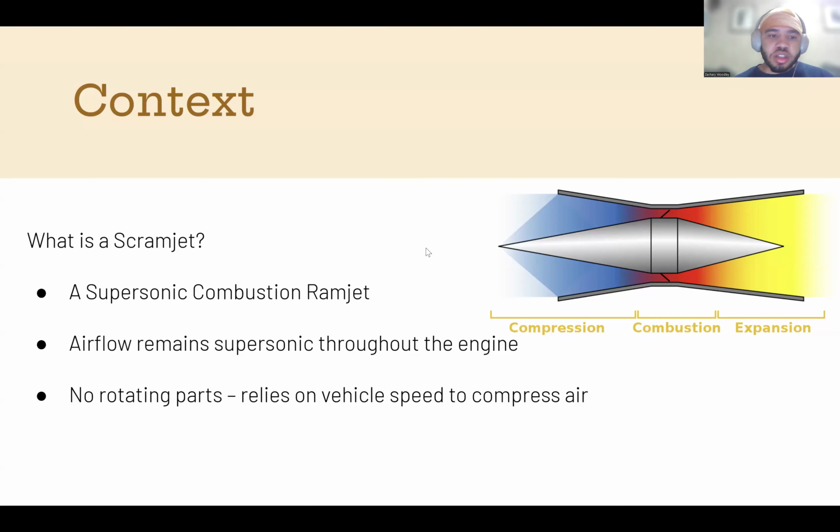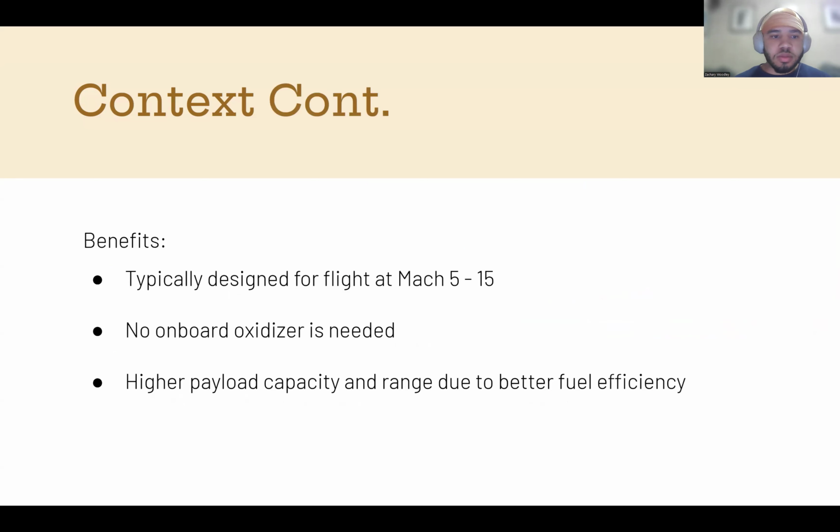So what is a scramjet? A scramjet is a supersonic combustion ramjet. Airflow remains supersonic throughout the engine, and there's no rotating part, so it relies on the vehicle's speed to compress the air, which will then lead to the combustion and then the expansion, which will produce the thrust. Benefits: it's typically designed for flights at Mach 5 to 15. No onboard oxidizer is needed, and there is a higher payload capacity and range due to better fuel efficiency.